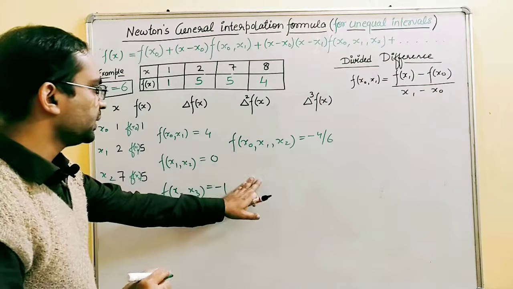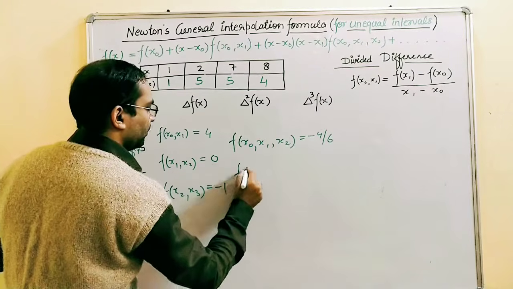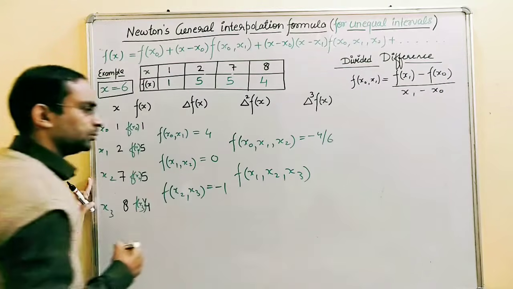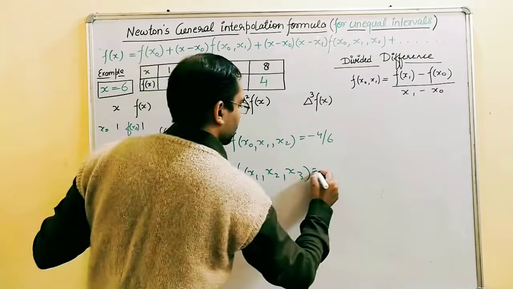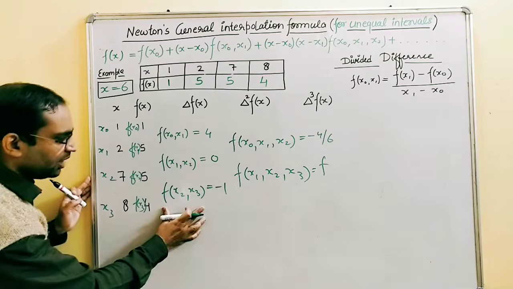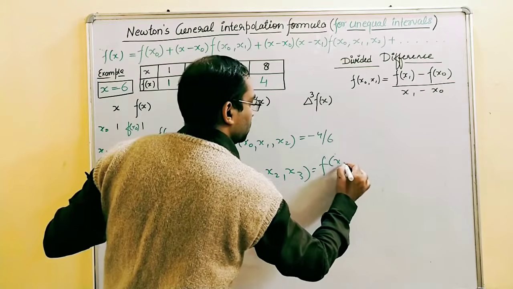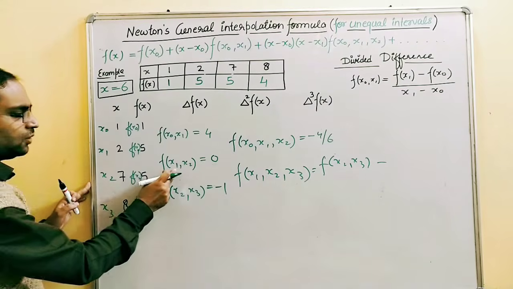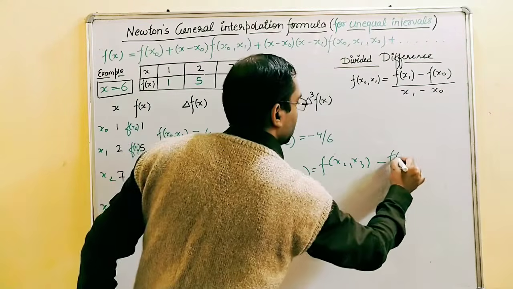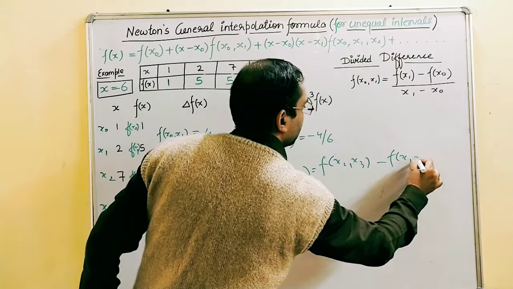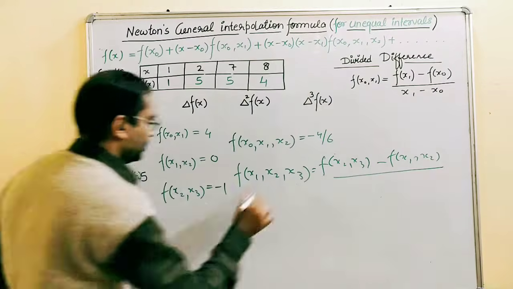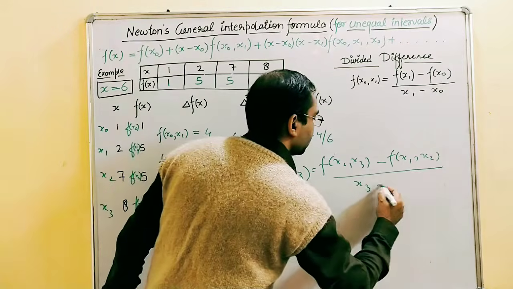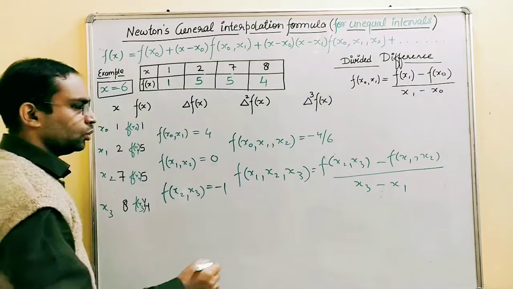Now let me calculate this second divided difference. This will be f of x1, x2, x3. The formula for this will be the next value, which is f of x2 comma x3, minus the previous value f of x1 comma x2, whole divided by x3 minus x1. So what are the values?